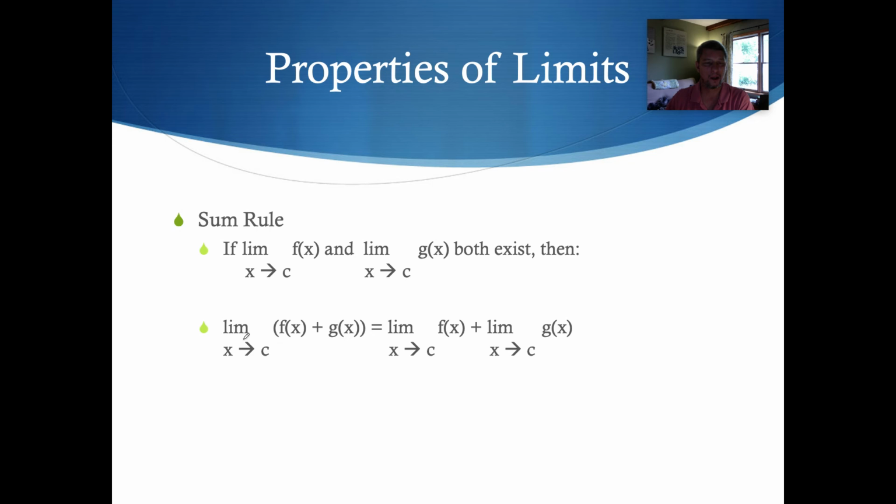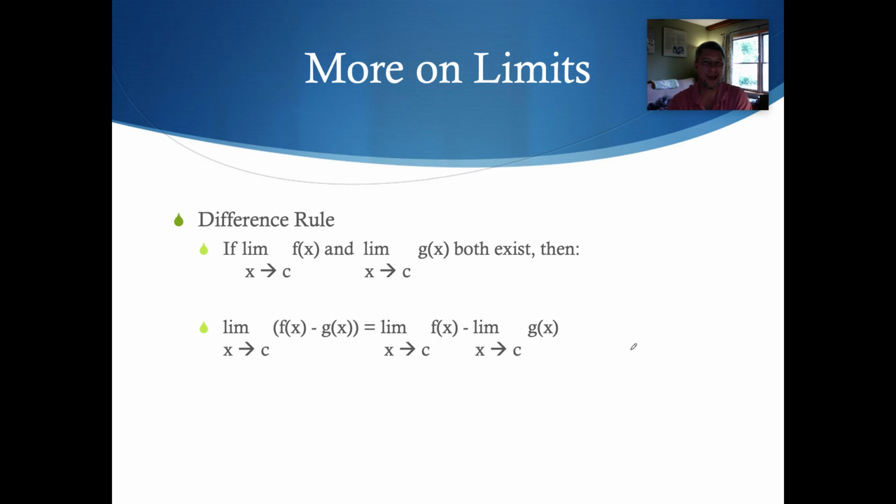All right, so think about that. Essentially, what we've done is we've taken the limit of the sum of these two things, and that equals the sum of the limit of these two things. Okay, the limit of the sum of these two functions is equal to the sum of the limits of these two functions. Okay, that is referred to as the sum rule.